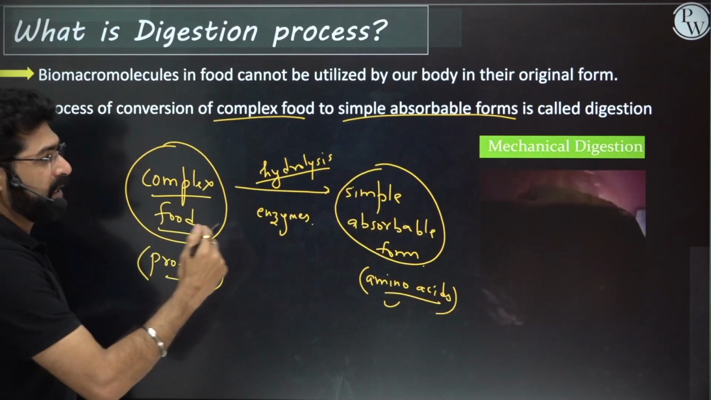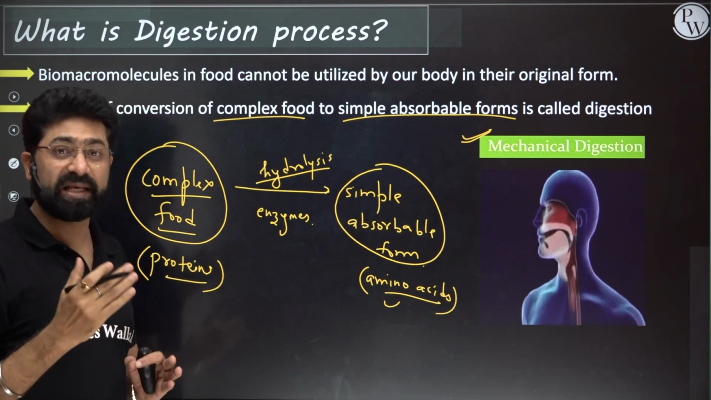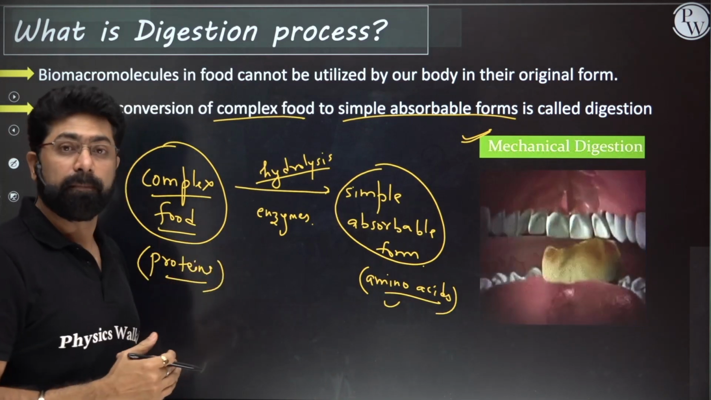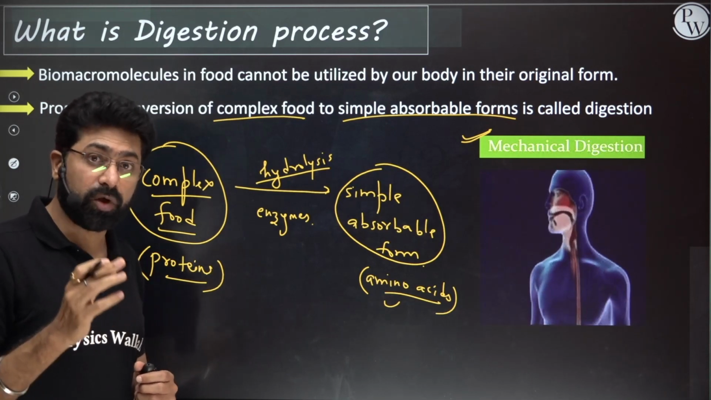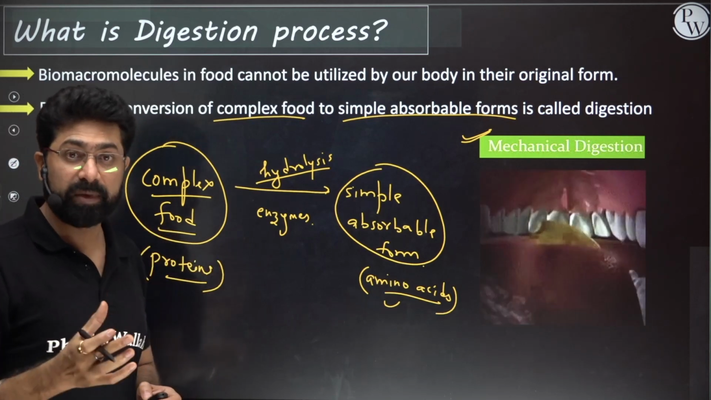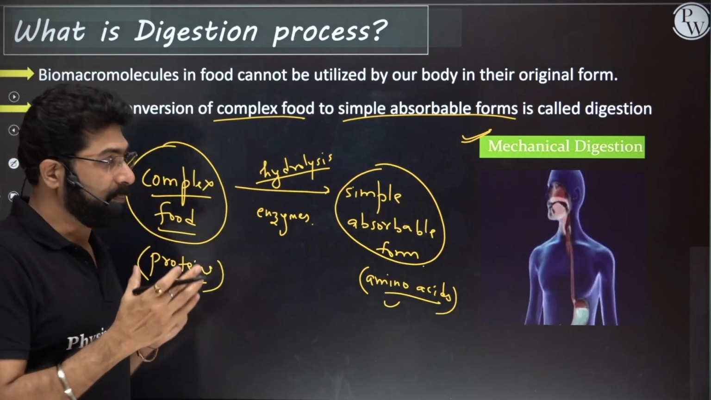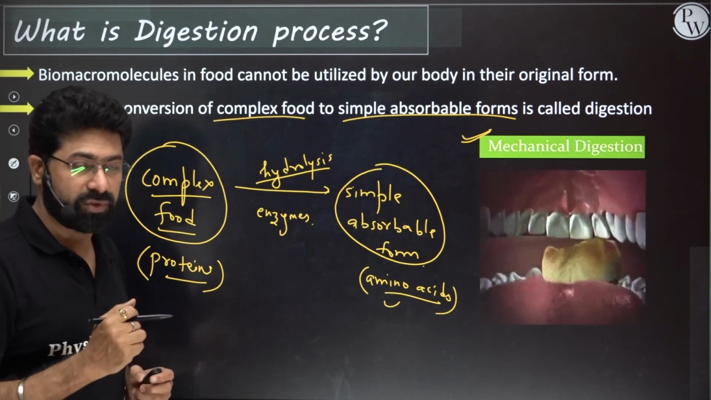So this can be done by mechanical digestion. Mechanical digestion is mastication going on inside your mouth, or the buccal cavity. And mechanical digestion also takes place in the stomach. So mechanical and biochemical reactions will take place and break the food into simpler absorbable forms.